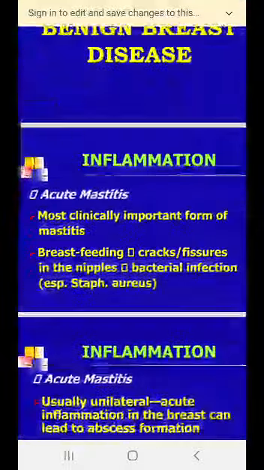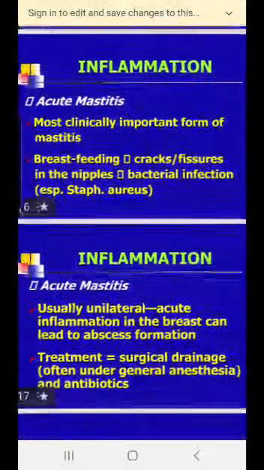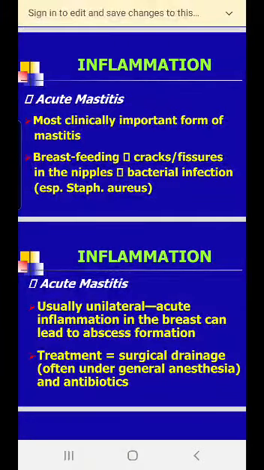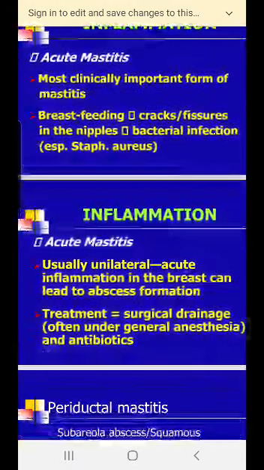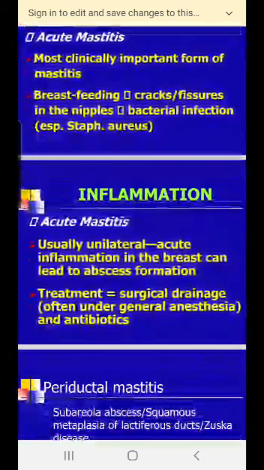Now let's talk about the benign breast diseases, in which the first one is inflammation. Inflammation is the acute mastitis. This is the most clinically important form of mastitis. We have cracks and fissures sometimes while feeding, and these cracks and fissures will be superadded by infections like Staph aureus, which is a normal commensal in the skin, and these will infect the nipples, and they might get inside the breast tissue, which causes acute mastitis, which is quite painful.